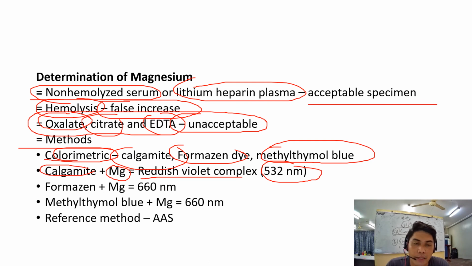But the reference method for magnesium is atomic absorption spectrophotometry, the same with calcium. Okay, so I think that's all for our discussion regarding magnesium.